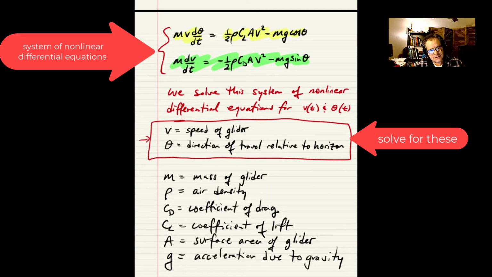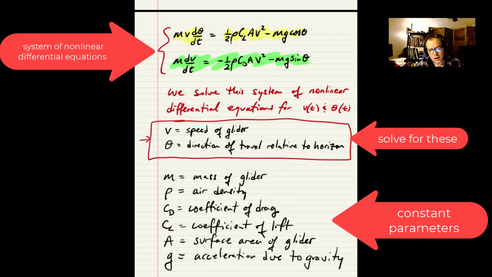And all these things that are listed underneath are also variable in a sense. We can put different numbers in for these, but they are constant in the system of equations. They are parameters of the system that we would fix to be a particular value that would produce a particular solution depending on what each of those are. So m is the mass of the glider, rho is the air density, CD is the coefficient of drag, CL is the coefficient of lift, A is the surface area of the glider, and g is the acceleration due to gravity. All of these are things that I'll keep constant in the solution to the system.